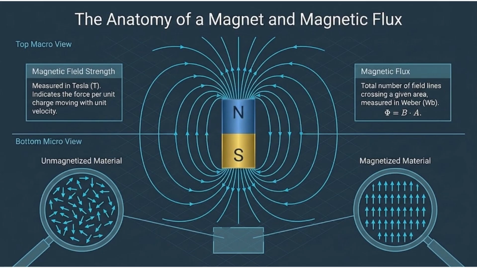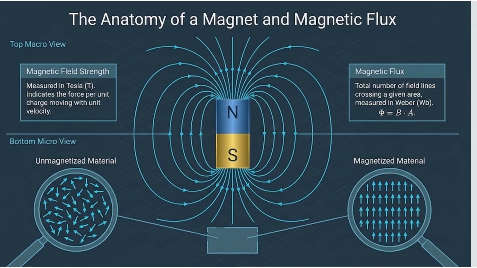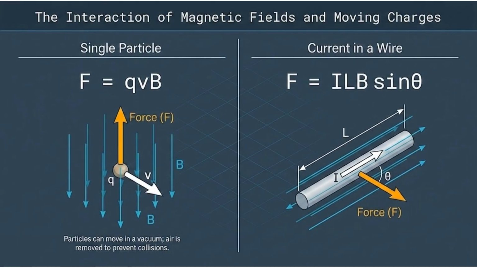A magnet creates a magnetic field, with magnetic flux lines moving from the North Pole to the South Pole. Magnetic field strength is measured in Tesla. At a micro level, magnetizing a material aligns its internal magnetic domains. Magnetic fields exert forces on moving charges. For a single particle, the force is calculated as QVB. For a current-carrying wire, the force is given by ILB sine theta, dependent on the current, length, field strength, and angle.